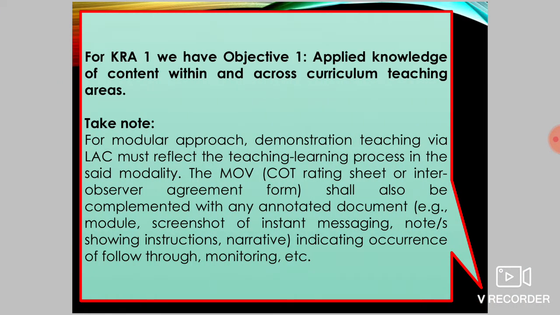Take note that for the modular approach, demonstration teaching via LAC must reflect the teaching-learning process in said modality. But in terms of demonstration teaching via LAC, it is not sufficient to have the COT rating sheet, but rather there should be an annotation of documents such as the module, the screenshot of instant messaging, the notes showing instruction, and narrative.